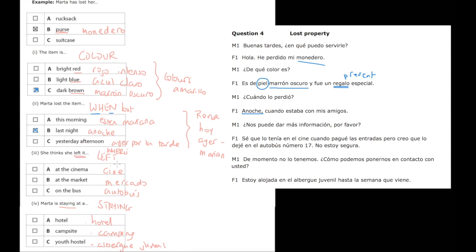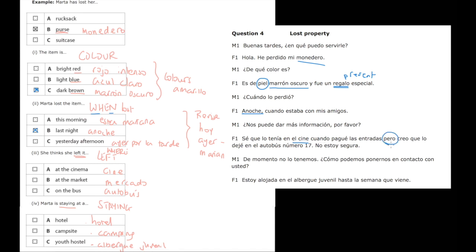The next thing that I'm going to be looking at is where she left it. ¿Nos puede dar más información? Can you give us more information? Sé que lo tenía en el cine. Cine. Now, be careful. Sé que lo tenía, continue listening. Okay, that's what I was saying, one of the things I was saying earlier. Don't be too cocky. Don't think, oh, I heard this, I got it. No. Sé que lo tenía en el cine cuando pagué las entradas. I know I had it at the cinema when I paid for the tickets.